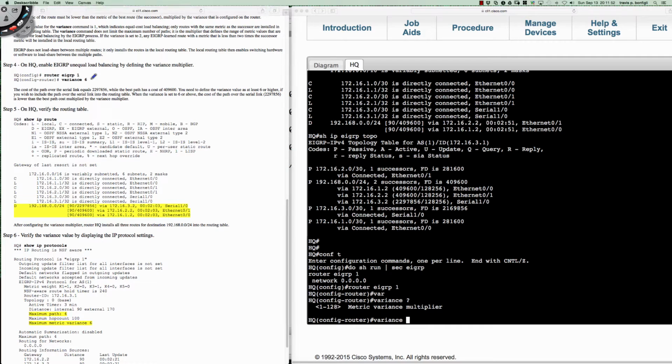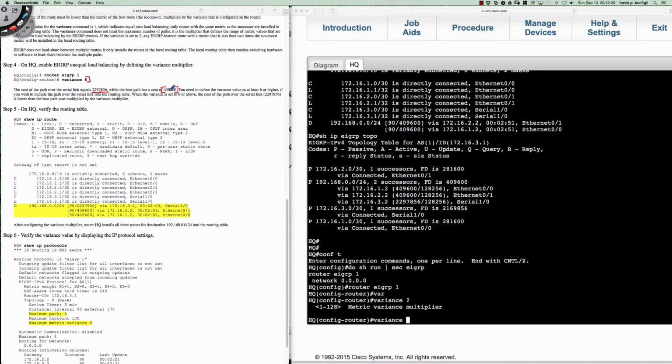And so it's key to remember that when we define the variance, what we're saying is the cost of the path over the serial link is 2,297,856. The best cost path is 409,600. So we need to define the variance value as at least 6 or higher if you wish to include the path over the serial link.